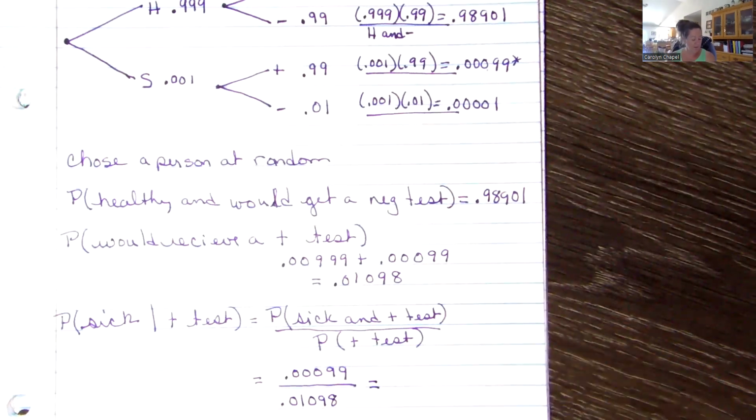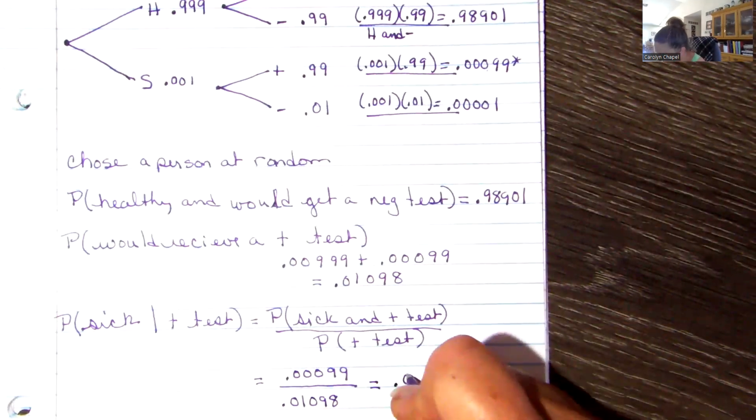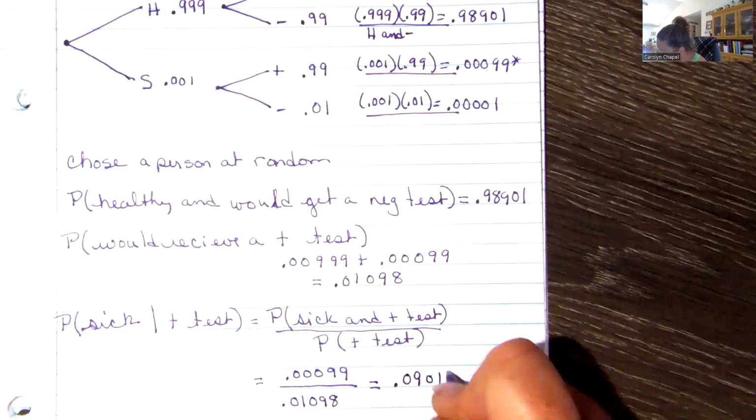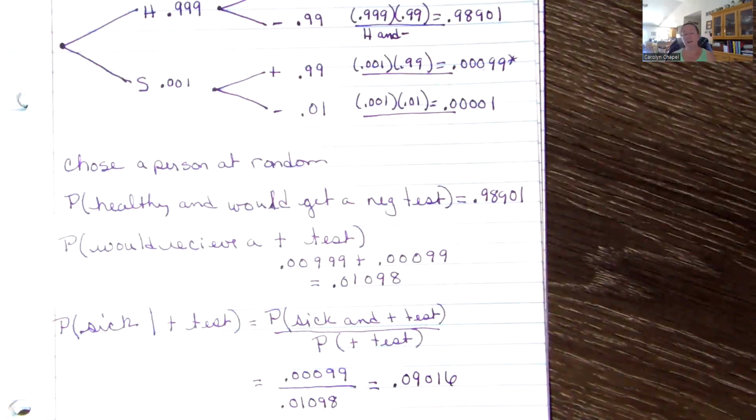And if I actually do this division, it turns out we have 0.09016. So the test comes back positive, and now you only have a 9% chance that you are truly sick. And you're thinking to yourself, how can that be possible? So I kind of want to show you what's going on. Because the numbers seem strange, and if I were doing this problem as a homework question, I would be like, well, that can't be right. But it is correct. And the reason is because this is such a rare disease.